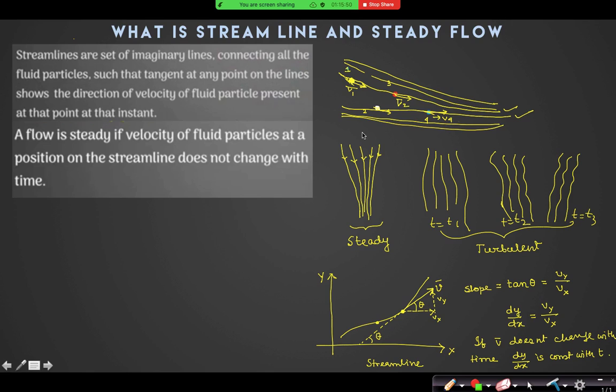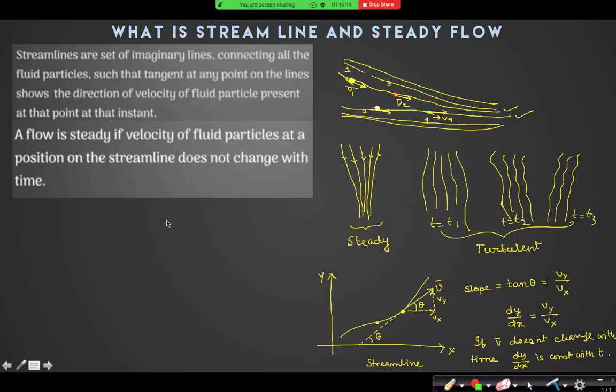Sir, I have a question. Yes. So I am saying that in a streamline, suppose I have drawn a curve, and at two points, suppose the velocities of particles are the same in magnitude and direction. It may happen, mostly in this case. Yes, it may happen.